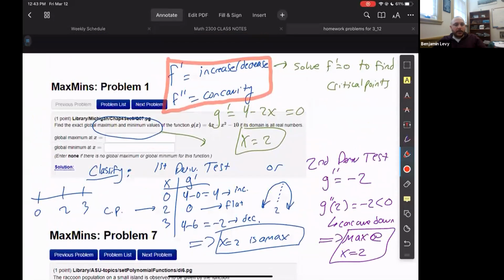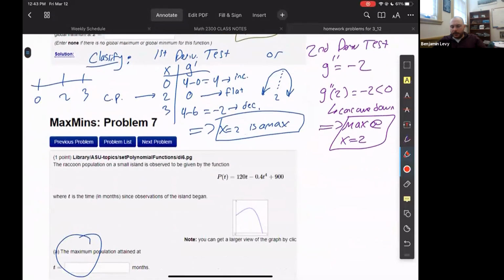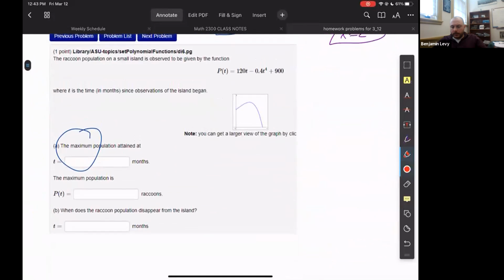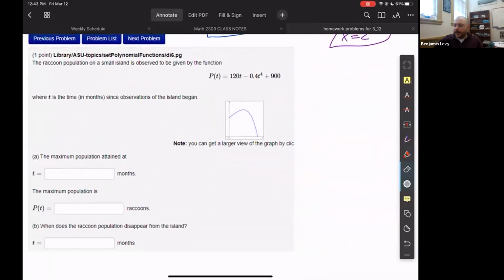Okay, this document's in the Dropbox, by the way, if you wanted to open that up. The document with my writing on it, that is. So I'm just going to set this one up. This is the same kind of population, same kind of problem, but now it has meaning, right? So now we have a raccoon population. The raccoon population has this formula, and then it has this graph, right?